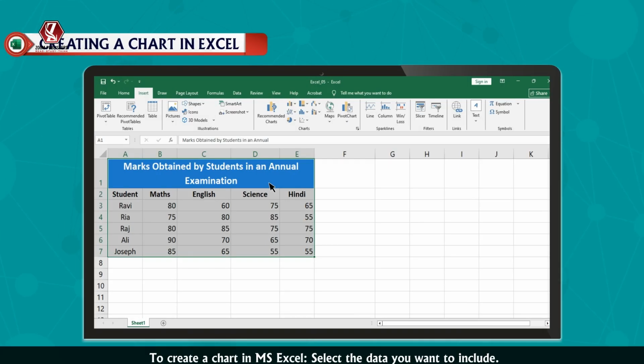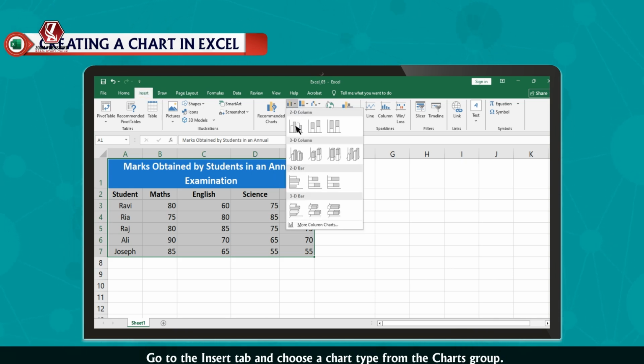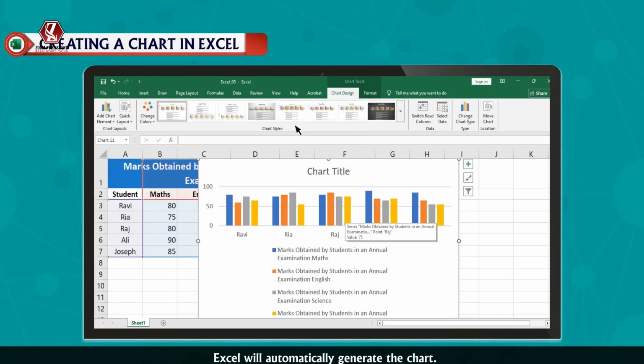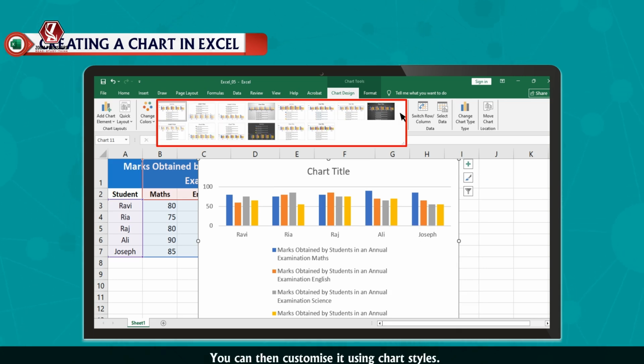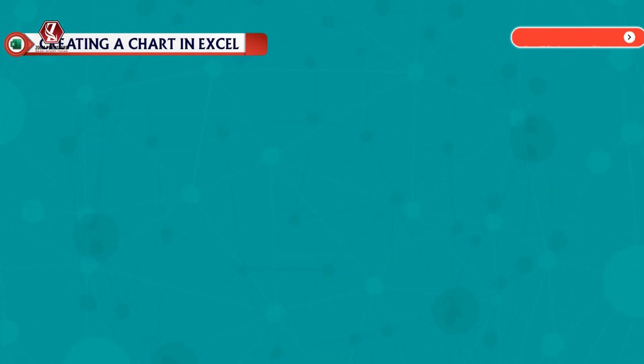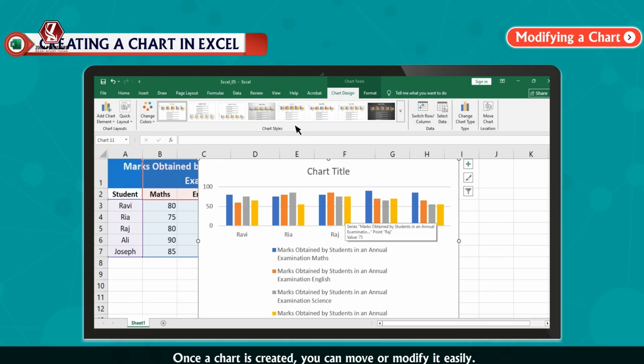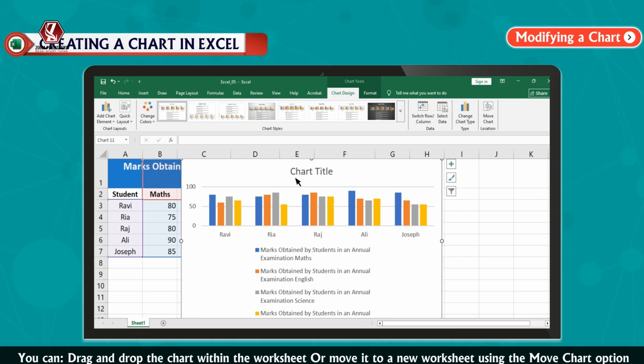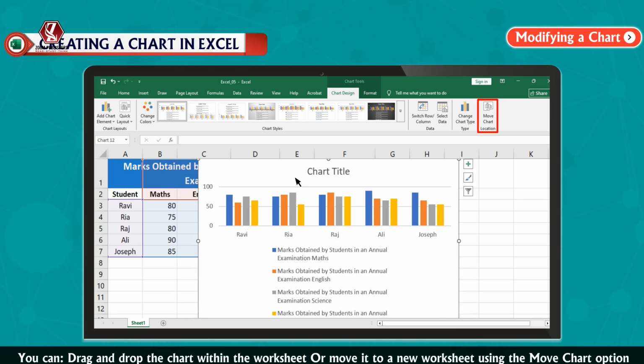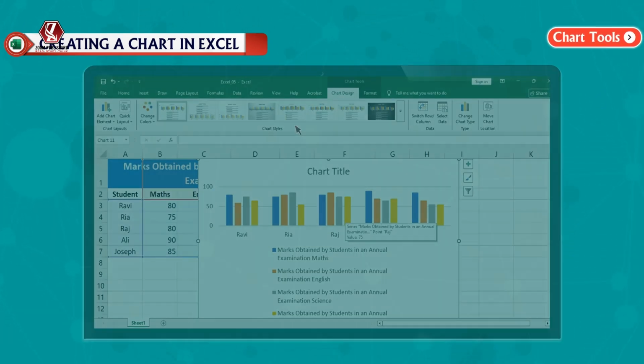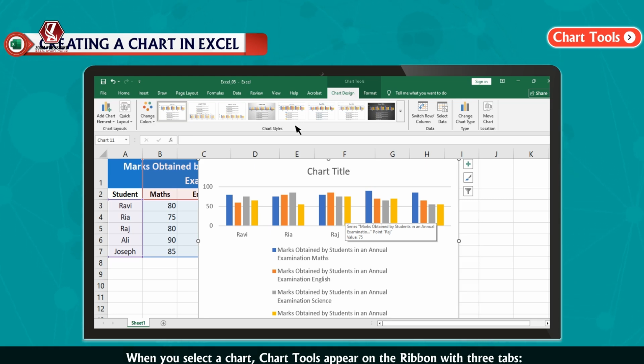Creating a chart in Excel. To create a chart in Excel, select the data you want to include, go to the Insert tab and choose a chart type from the Charts group. Excel will automatically generate the chart. Then you can customize it using chart styles. Modifying a chart. Once a chart is created, you can move or modify it easily. You can drag and drop the chart within the worksheet or move it to a new worksheet using the Move Chart option.